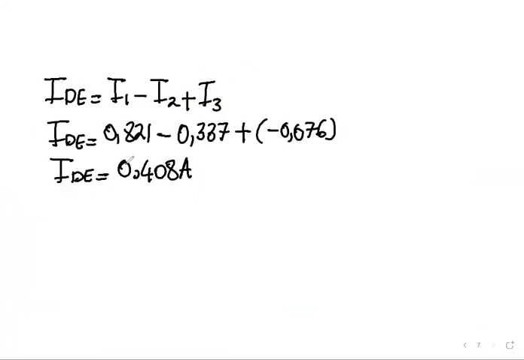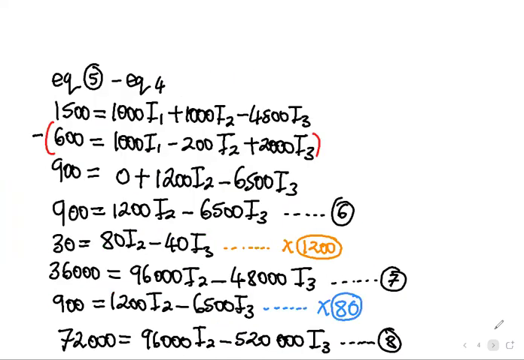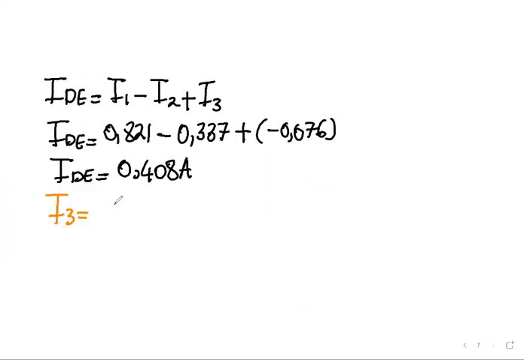So what we are going to do from here, we know that our I3, because why am I using I3? I'm using I3 because I3 is the current that is going through R5, which is the one that they wanted us to calculate, right? So our I3, what did we get? We got negative 0.076 amperes. Now that negative represents direction of the current, to say the current is going the opposite direction.